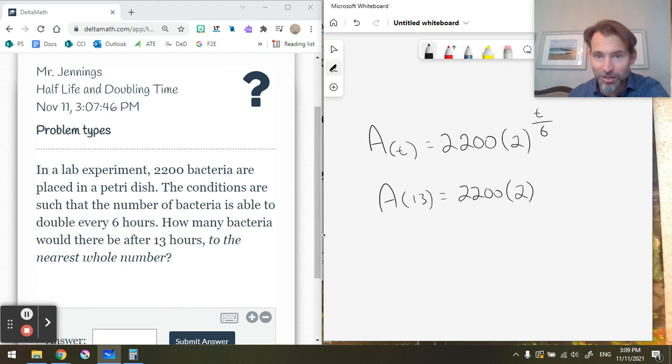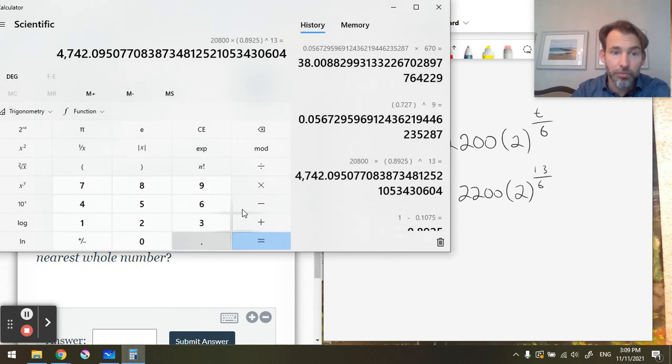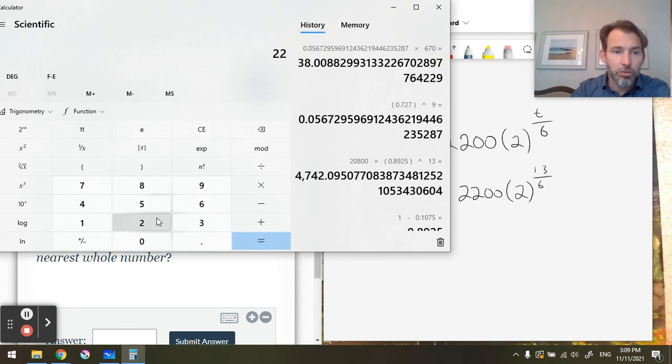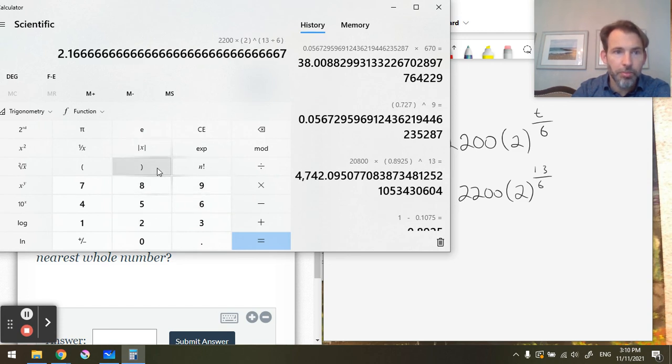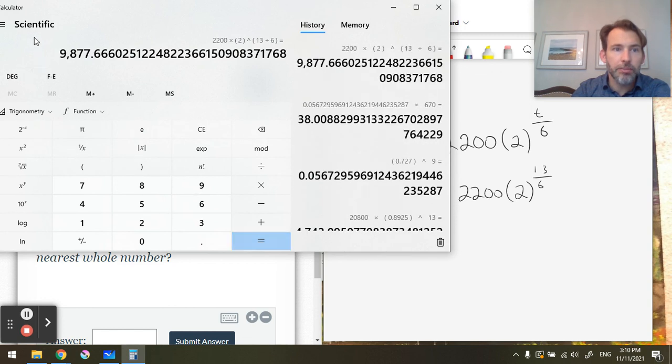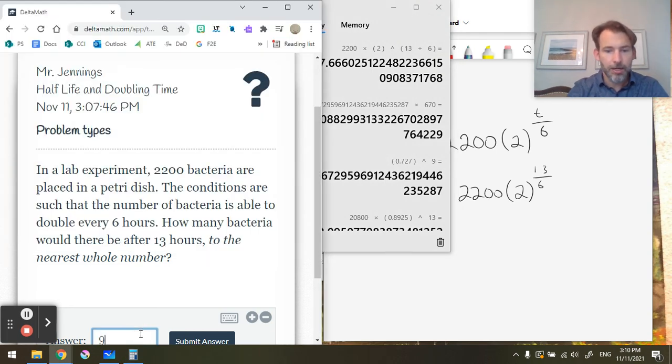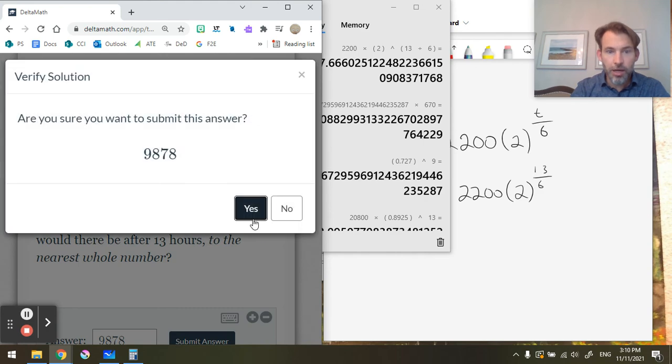So what are they doing here? 13 divided by 6. That's what I punch on my calculator. 2200 times bracket 2 end bracket raised to the power, and let's put the power in brackets as well, 13 divided by 6, end brackets, equals that many bacteria rounded to the nearest whole number. It's 9878. Submit answer. Yes.